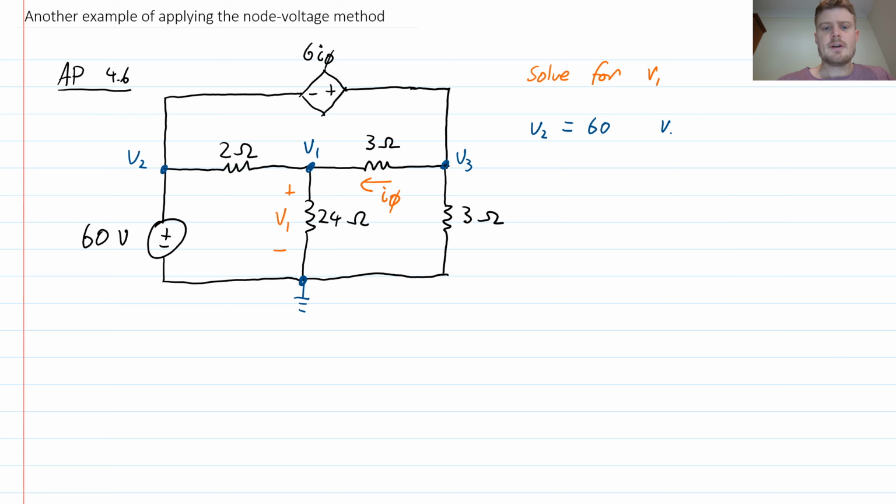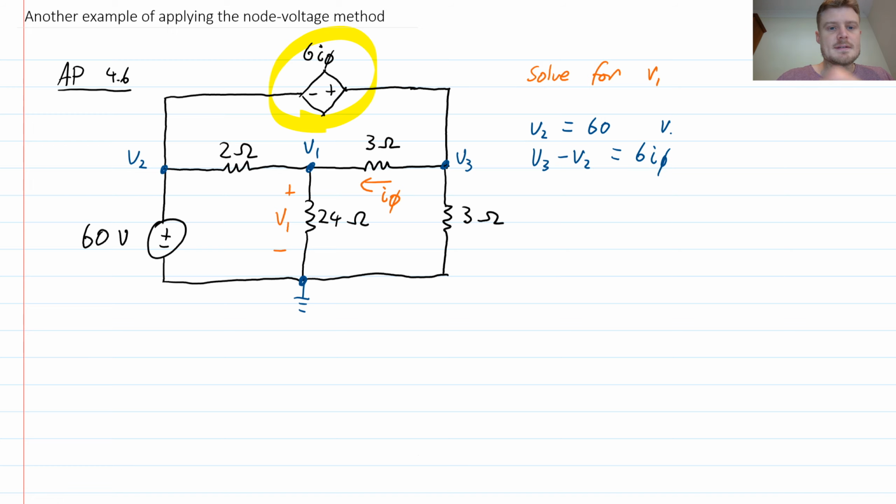Then I can look further at this circuit, and I can recognize that the voltage source on the top branch here will in turn tell me information about V3. So it will tell me that V3 minus V2 is equal to 6 times I phi.